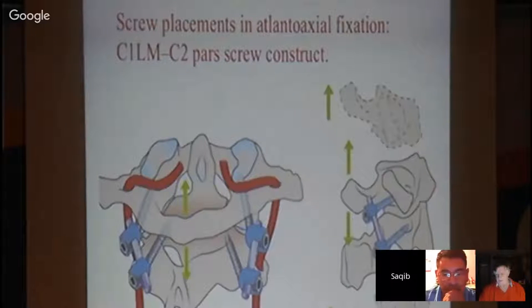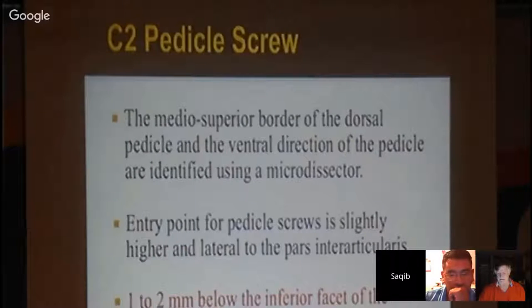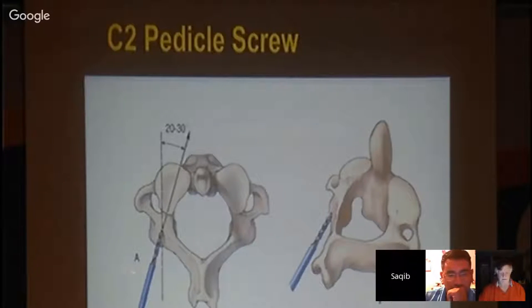So for screw placement, we have already discussed where the entry point is and how far in we are going to go. Many a time with C2, you can put in translaminar screws as well, and we'll talk about that. The C2 pedicle screw is 1 to 2 millimeter below the anterior facet of the C2 vertebra, and is directed about 15 to 25 degrees medially. We saw that the pedicle was small, going in medial like that, so that's the angle we're going to follow. So again, if you see here, the C2 pedicle, when you're going in, has to be about 20 degrees medially, and the entry point is shown here as we have discussed.